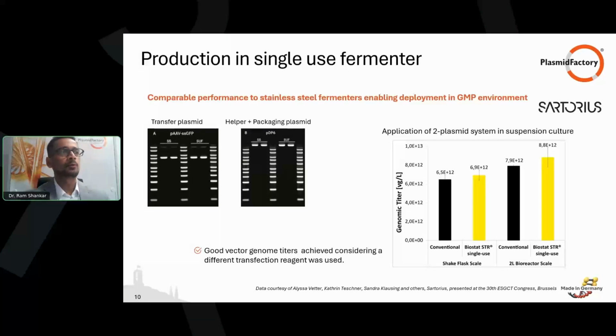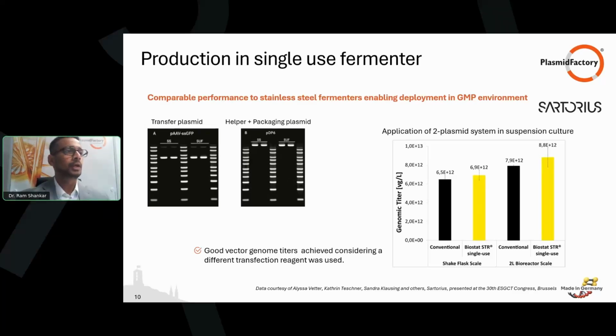And on the right, you have the example of a helper and packaging plasmid. These are two big 22 kb plasmids. So you have essentially the same level of quality using your single-use fermenters. What we also see here is that we are able to achieve a very good AAV genomic titer as well. They took these DNA and tested them in their transfection protocols, and produced AAV vectors.